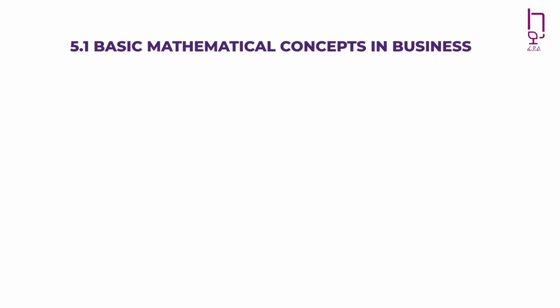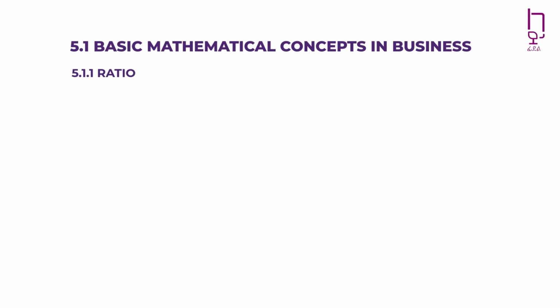5.1 is basic mathematical concepts in business. So the objective of this subtopic is to introduce you to mathematics and how it's related to business. So we'll look at some of the key concepts in this subtopic. The first one will be ratio, which is 5.1.1.